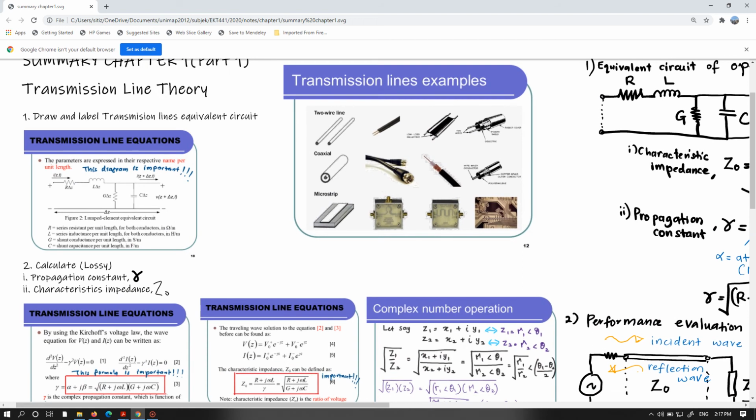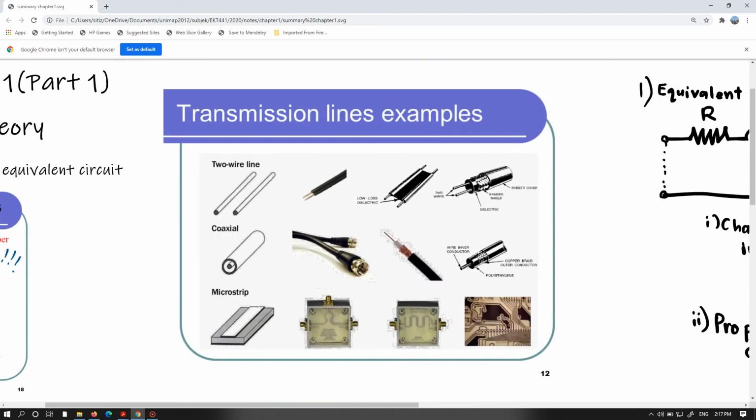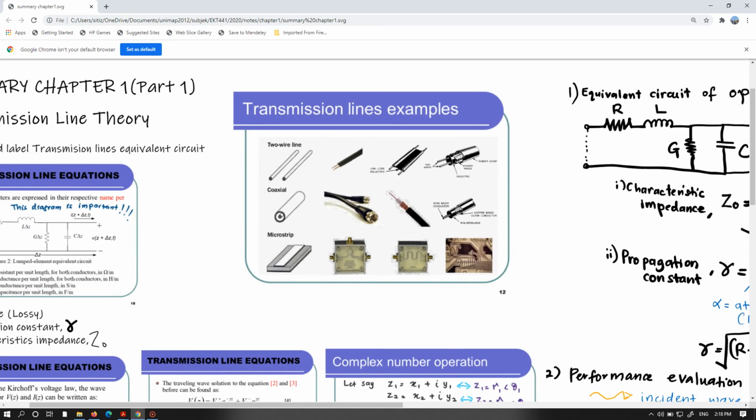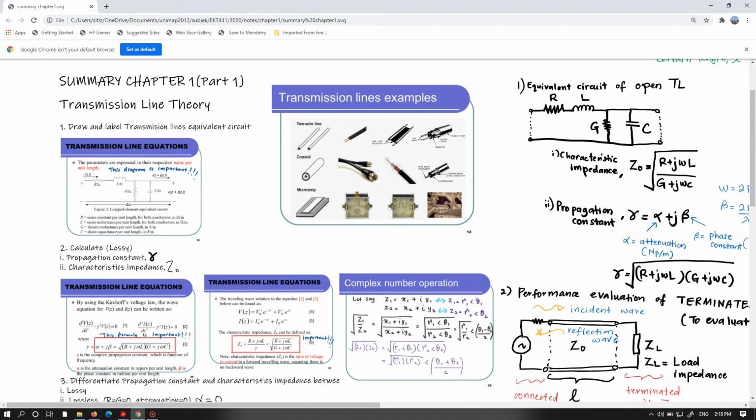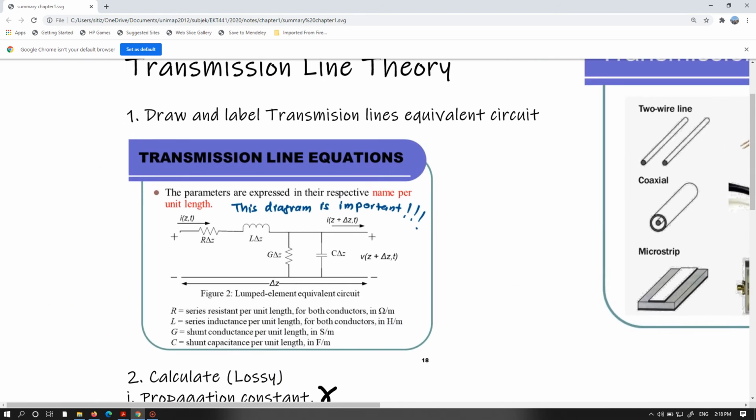We already went through the equivalent circuit. This is a transmission line example. Chapter 1 is about the transmission line, so these are examples of transmission lines. For any of these transmission lines, first of all you have to know how to convert it into the equivalent circuit and what the labels of that equivalent circuit are. This is the equivalent circuit of the transmission line. We have the resistance, inductance, shunt resistance, and the capacitance.